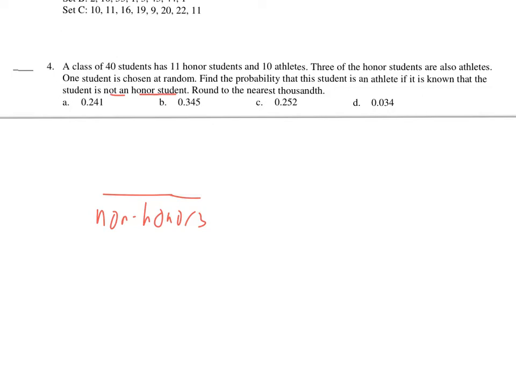And so on top, I need the non-honors athletes, since that's what we really want here. But since I've restricted the bottom to non-honors students, that category needs to carry over to the top when I'm looking for the athletes. And so I want to visualize this.